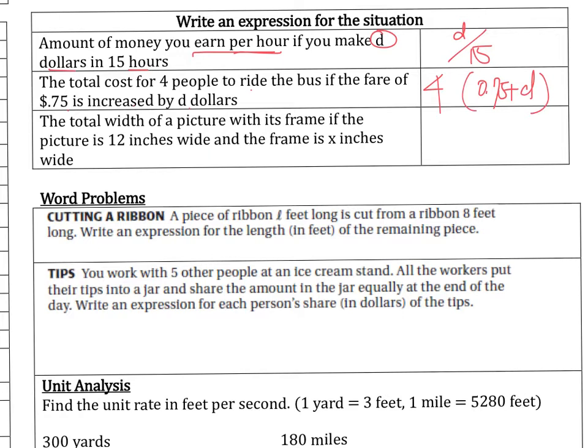The total width of a picture with its frame, if the picture is 12 inches wide and the frame is X inches wide. So if I draw a picture here, here's my picture, and it's 12 inches wide, and then I have a frame, and it's X inches wide. X here, X here. Then, since I have 2 X's, it would be 12 plus 2X.